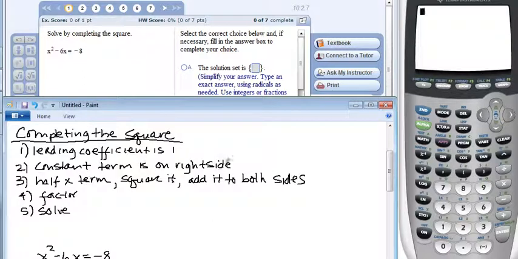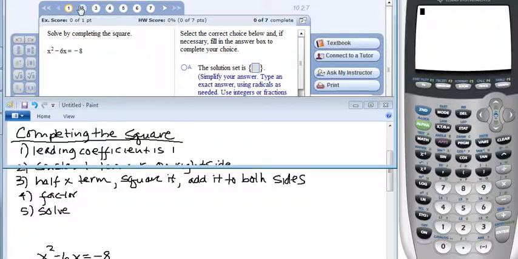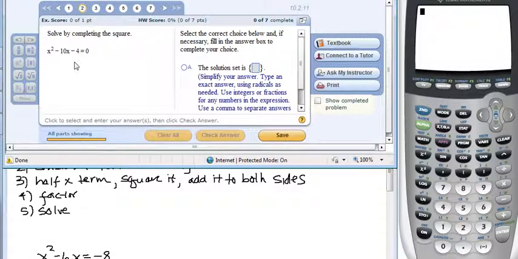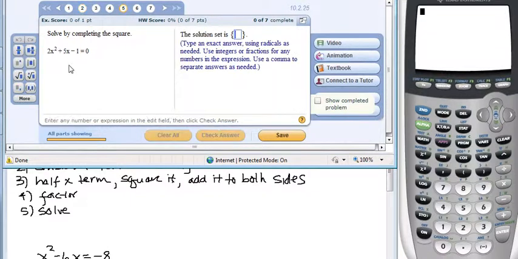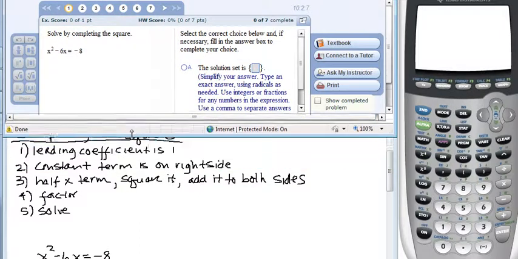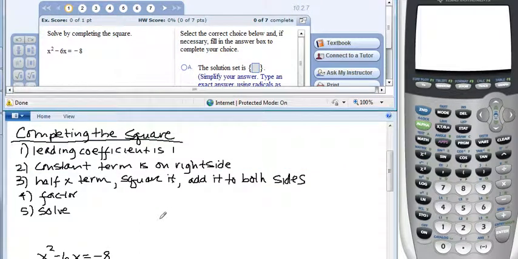Now we're going to get some where the constant term is not on the right side, so let's just take a look at, like that one. See how it's on the left? We just have to move it over. And then eventually we'll get into ones where the leading coefficient is not a 1. Those are a lot harder to work with. Okay? And then I'll show you how to do that.